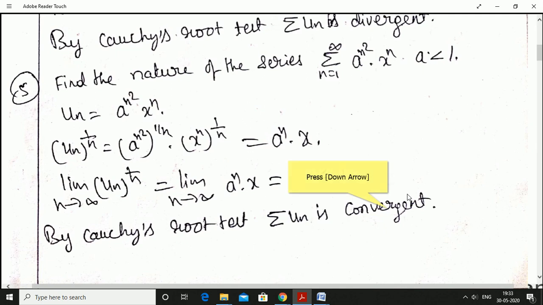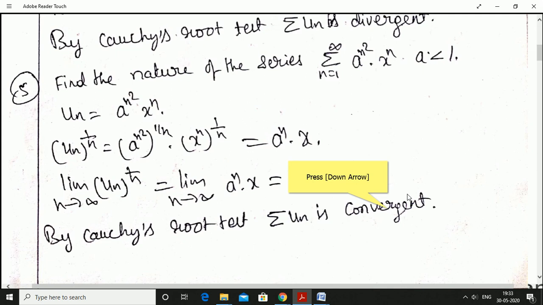Next problem: find the nature of the series sigma n equal to 1 to infinity a to the power of n square into x to the power of n, if a is less than 1, they have given. a is some constant, a value less than 1. Here the nth term un is a power n square into x to the power of n. It is also of the form f of n to the power of g of n. So consider un to the power of 1 by n: (a power n square) to the power of 1 by n into (x power n) power 1 by n. Here n square into 1 by n gets cancelled, giving a power n into x.